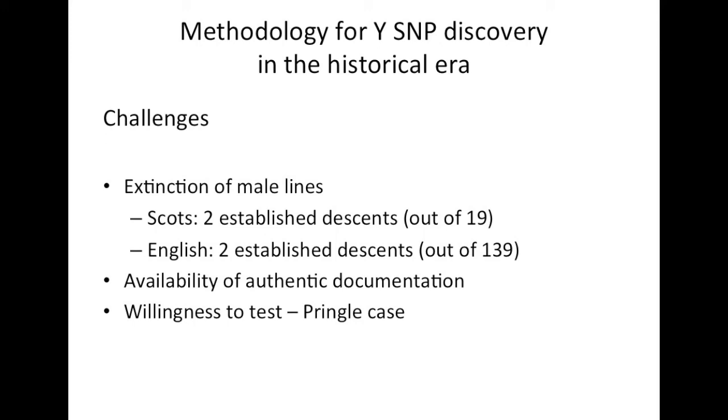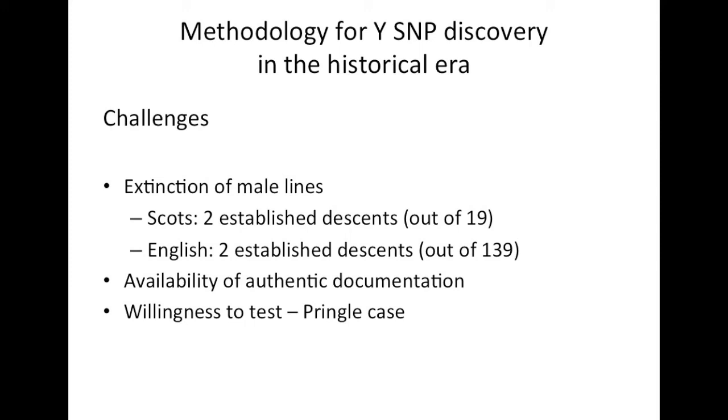The extinction of male lines is very considerable over a long period of time. We found that from the Scots, we were able to establish 2 documented descents out of 19 known names who took part in the battle. On the other hand, from the English, we were again able to establish 2 descents out of 139 known names. So it's quite an interesting fact in itself.